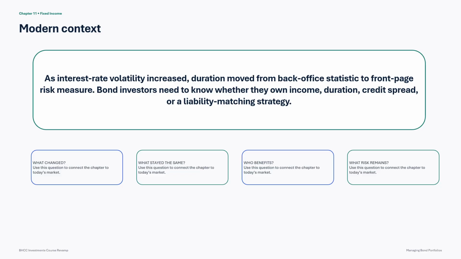During the rapid repricing beginning in 2022, Treasury yields and other market rates rose sharply. Bond prices fell across many high-quality categories. Investors who thought they owned income discovered that they also owned duration. The coupon was visible. The interest rate sensitivity had been hiding in the fine print.